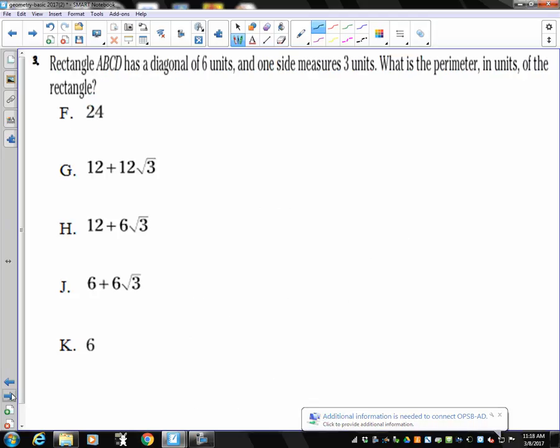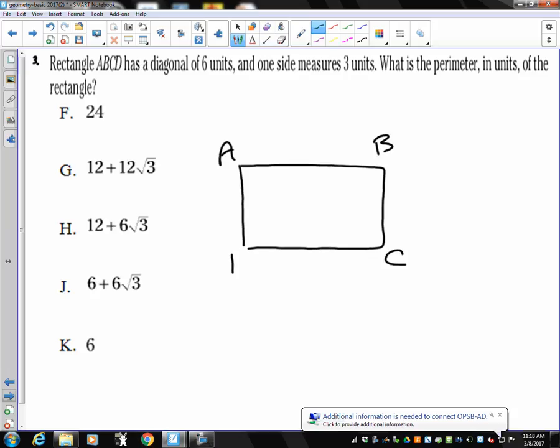Okay, on number 3, we have another rectangle, rectangle ABCD. If you didn't know this from geometry, when you label your quadrilaterals, you're supposed to do so in clockwise order. Now, this has a diagonal of 6 units, so my diagonal is 6, and one side measures 3. Now we're asked, what is the perimeter in units of the rectangle?